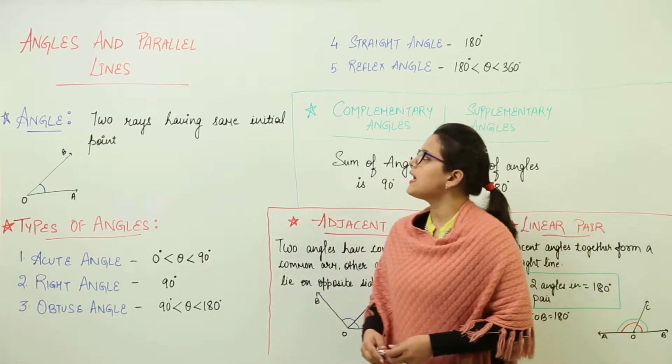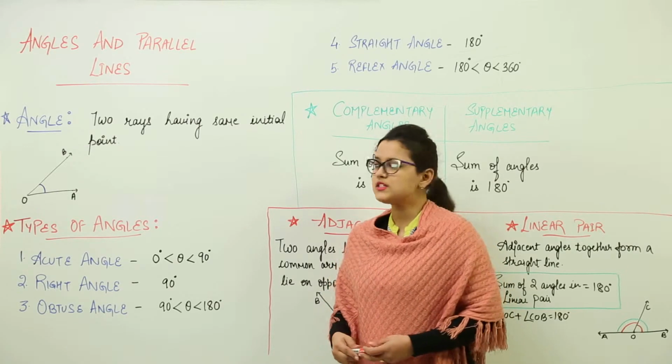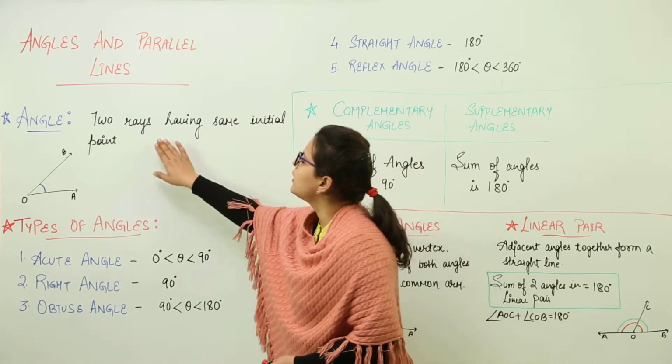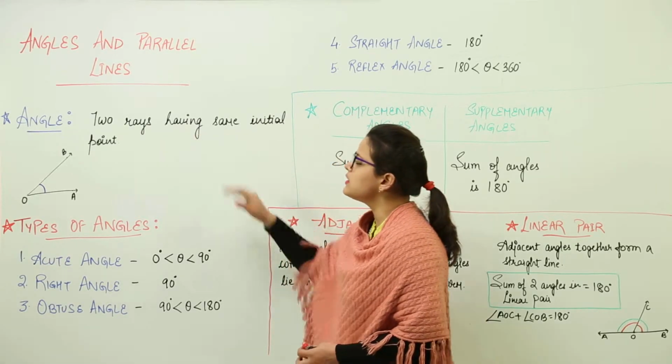The chapter is angles and parallel lines. In this chapter, we will first discuss what is an angle. An angle is formed when two rays have the same initial point.